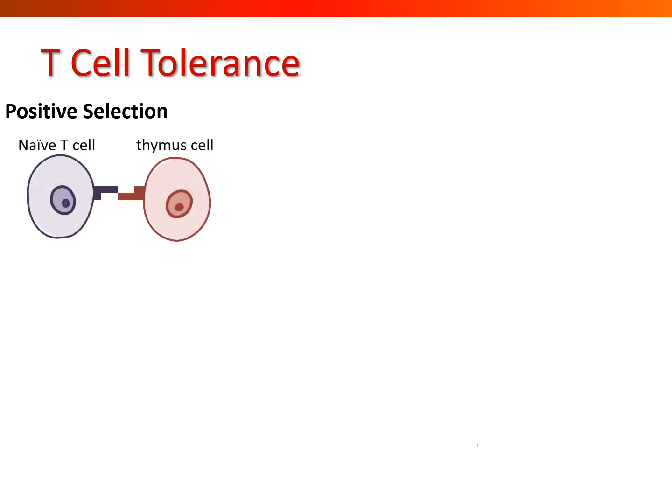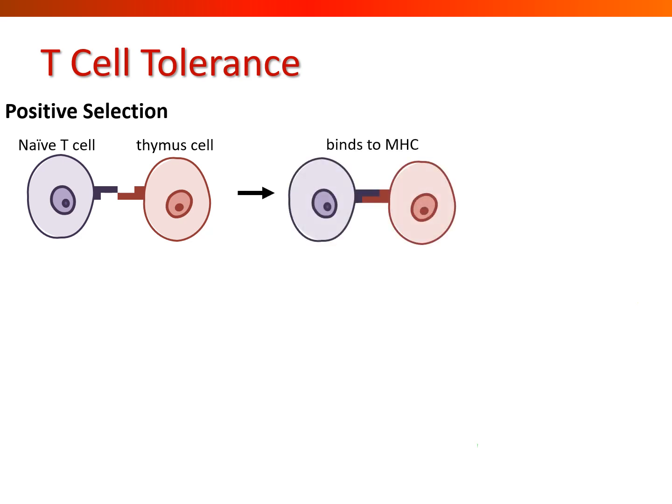So what happens here is we take our little naive T cell, and then we have a thymus cell, which is an educator cell. We can think of it as an instructor, a professor. And we want this naive T cell to be able to bind to and acknowledge the major histocompatibility complex. That's the very first thing we want it to do. And when it does that, it passes the positive selection exam. All right. So recognizing the major histocompatibility complex receptor is part one, the positive selection.